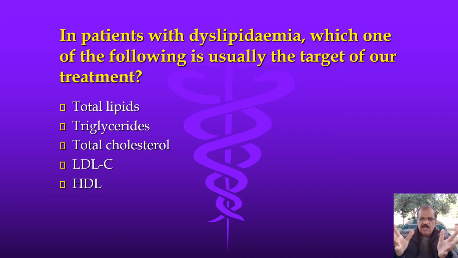In fact, it is further expanding. But of the five listed here, total lipids, triglyceride, total cholesterol, LDL-C, and HDL-C, which in your opinion is usually our goal of treatment? So which one we want to correct? Of course, others will also be corrected with the same therapy, but what is the goal?